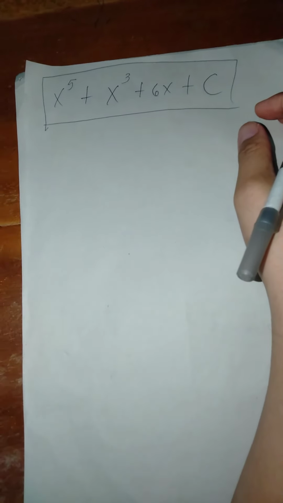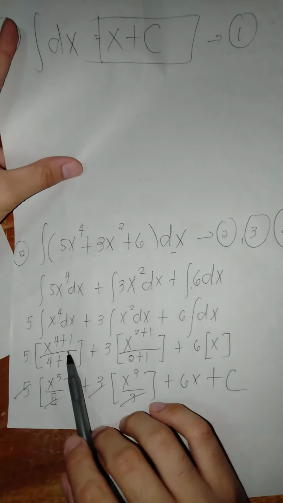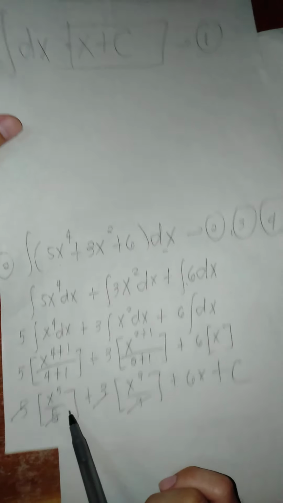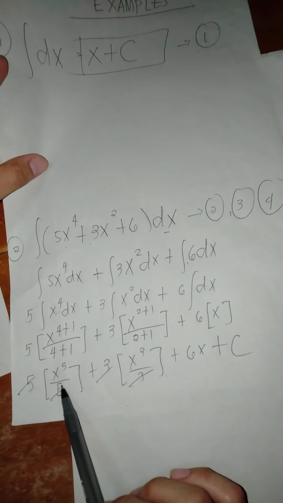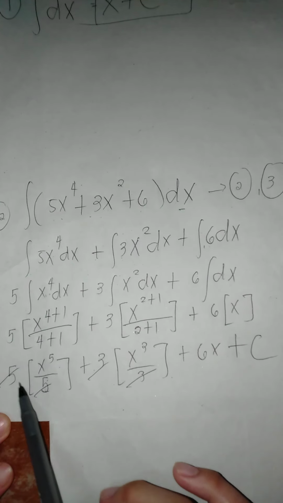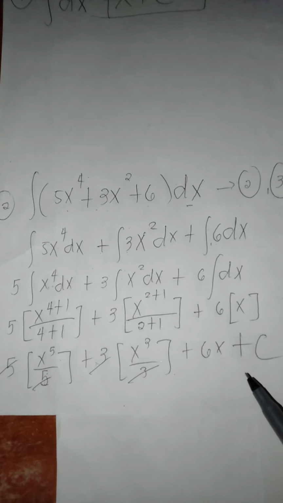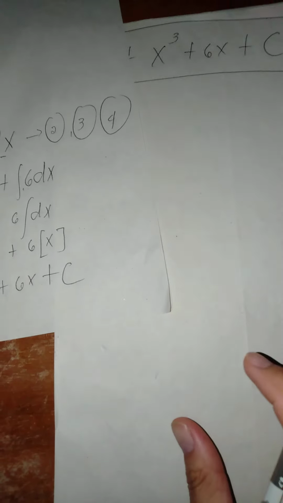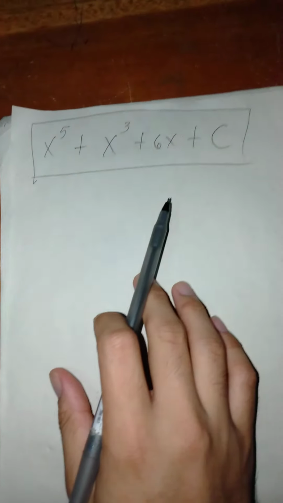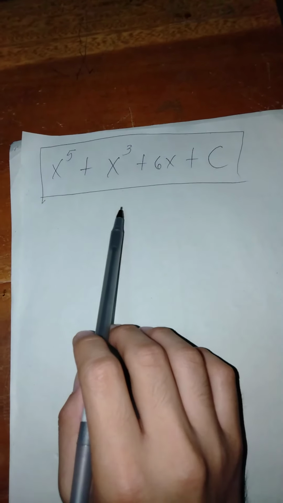So, balik tayo. So, kita nyo. So, after performing formula number 4, dito ngayon, nag-cancel out yung 5, yung 3, and 6x plus C. So, yun. Then, the final answer becomes, ito na. So, x to the 5 plus x cubed plus 6x plus C.